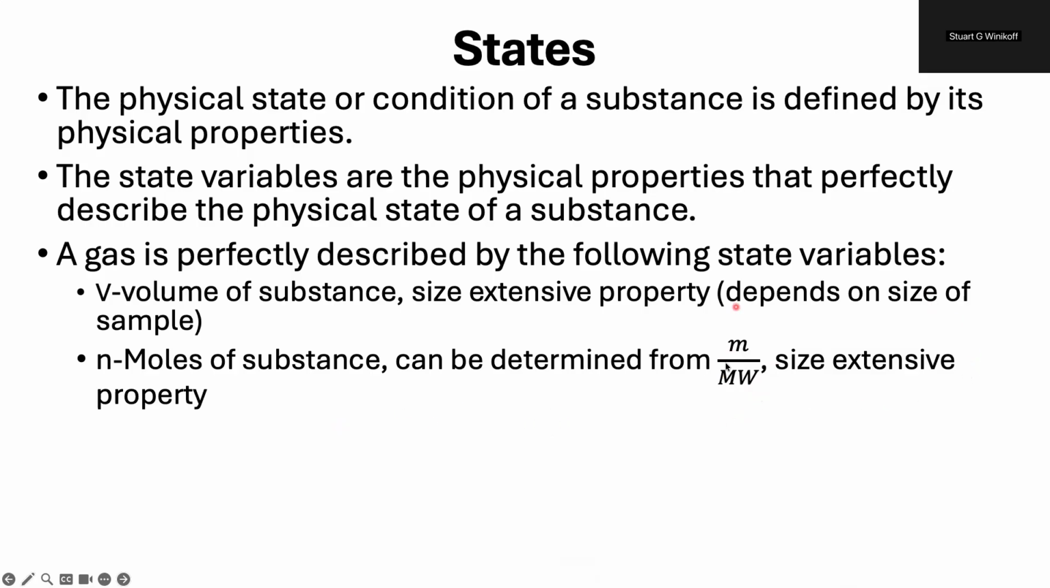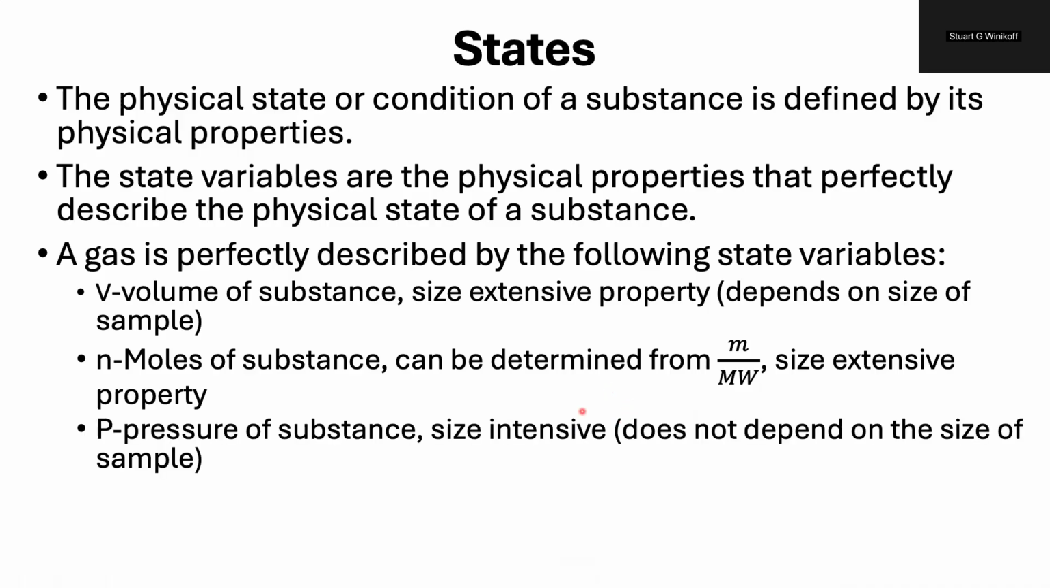Now, the problem with size extensive properties is if I care about the nature of the gas, I might not care about the actual size of the sample. I might want to know how molecular oxygen behaves, and I don't care whether I have a liter of it or an entire room filled of it. I want to know how the gas itself behaves. And in these cases, we often care about something called a size intensive property. So something like pressure is going to be size intensive. So the amount of pressure a substance exerts on its surroundings does not depend on the size of the sample.